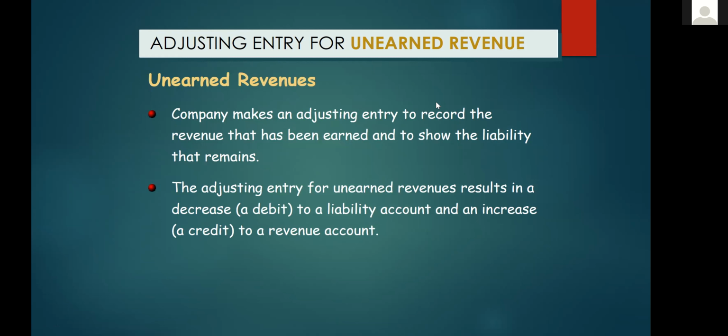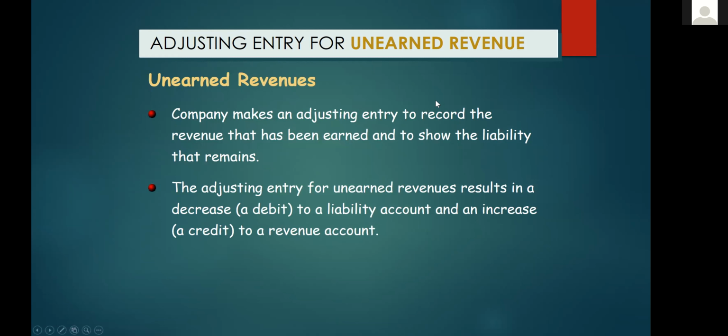So they can't say, oh, that was a sale in January when you're really not traveling until March. They have to hold the money. They debit cash because they got money from you, and they credit a liability account, unearned revenue. But as soon as they've provided the service to you, at the end of March, they're going to recognize that revenue. And so the adjusting entry is how they recognize the revenue.